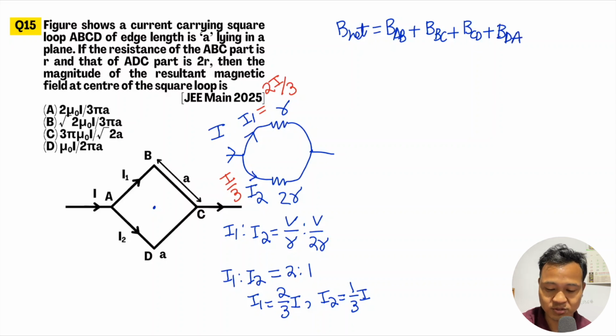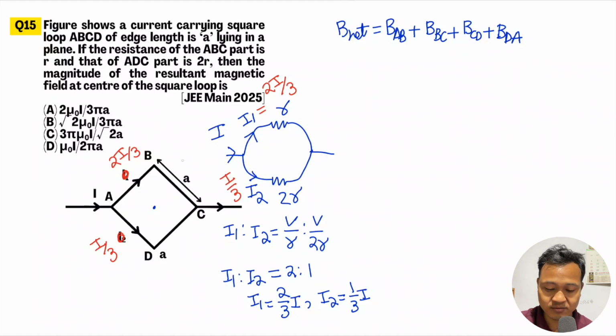Hold it as is. As for the current, the current passing through here is I1, so 2I by 3. And the current through the other side is I by 3. Okay.